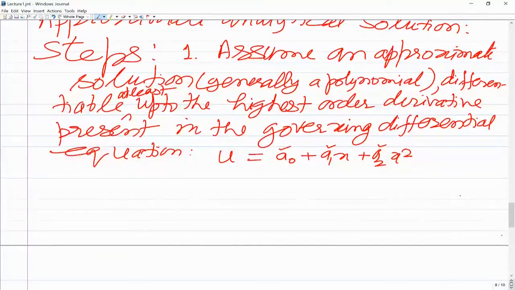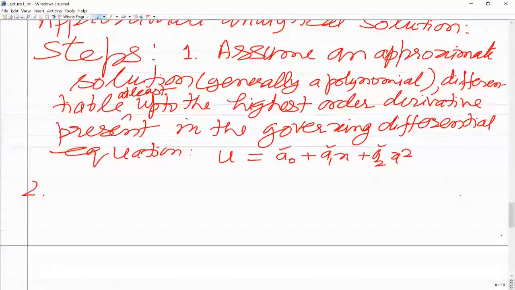So the first step we do is to assume an approximate solution, which is generally a polynomial. Of course, it can be a trigonometric function, Bessel function, or any other mathematical function. But one important thing is that it should be differentiable at least up to the highest order derivative present in the governing differential equation.